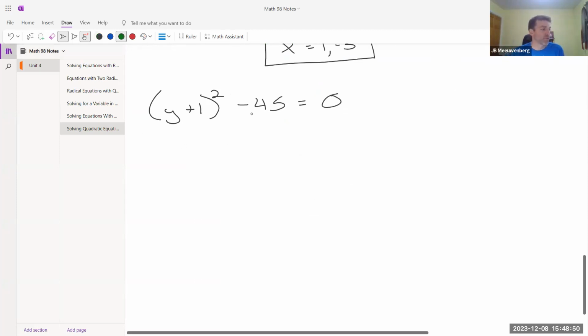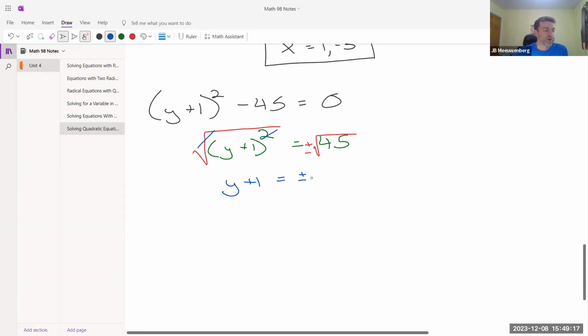So just like before, we'll take this 45 and we need to eliminate it from the left side. So we'll have y plus 1 quantity squared equals positive 45. I add 45 to both sides. Now we'll take the square root of both sides. This will be plus and minus over here. The exponent will cancel. Y plus 1 equals plus or minus.